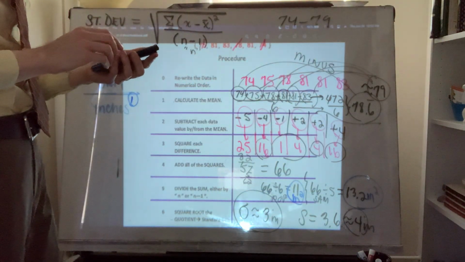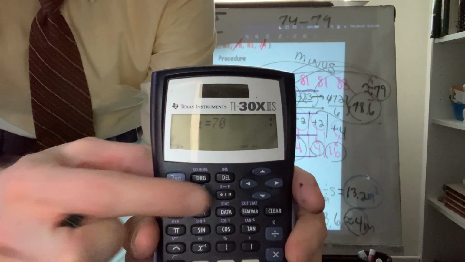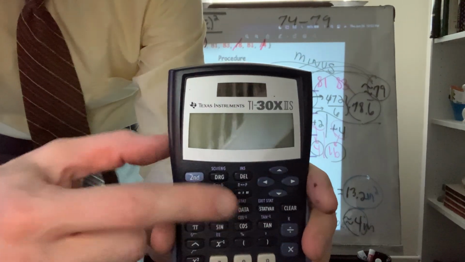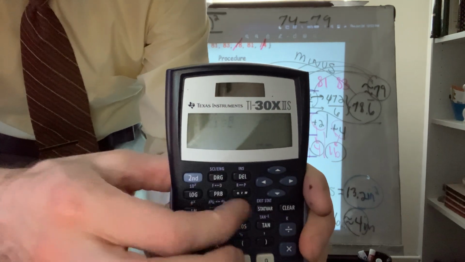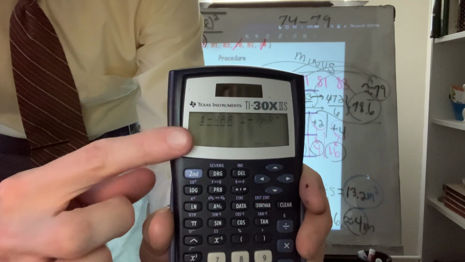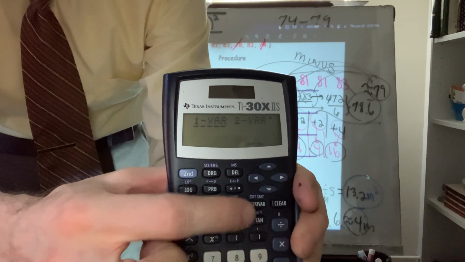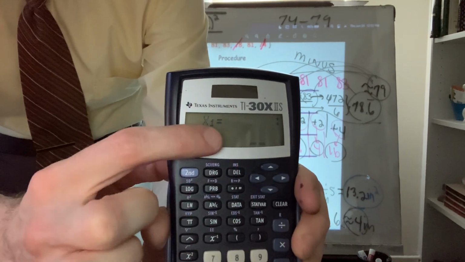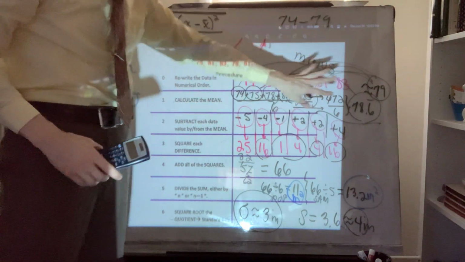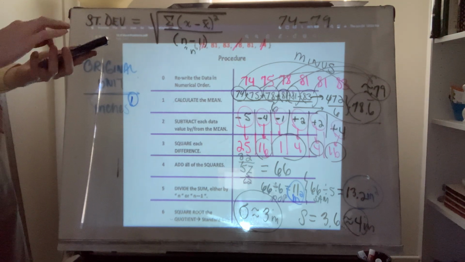First things first is clear out the old data. So if you hit second and then data, scroll over here and clear it, and make sure that your setting is in 1 variable statistics. 2 is for like section 12.5 or 12.6. We just want that. Now you hit data and you have the empty spaces to put 74, 75, 78, 81, 81, 83. You don't have to put them in numerical order, but it would always be cool if you did.